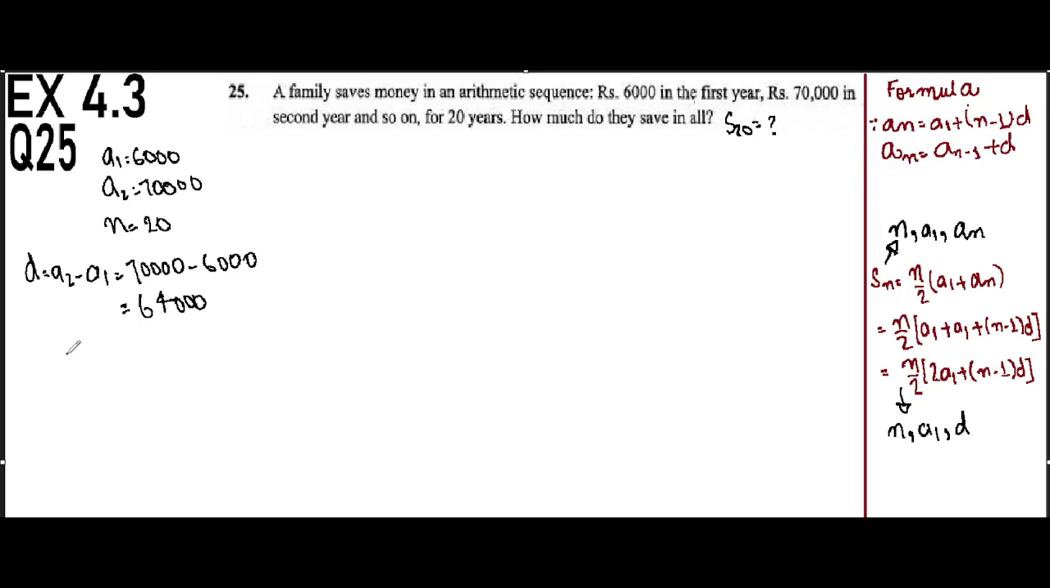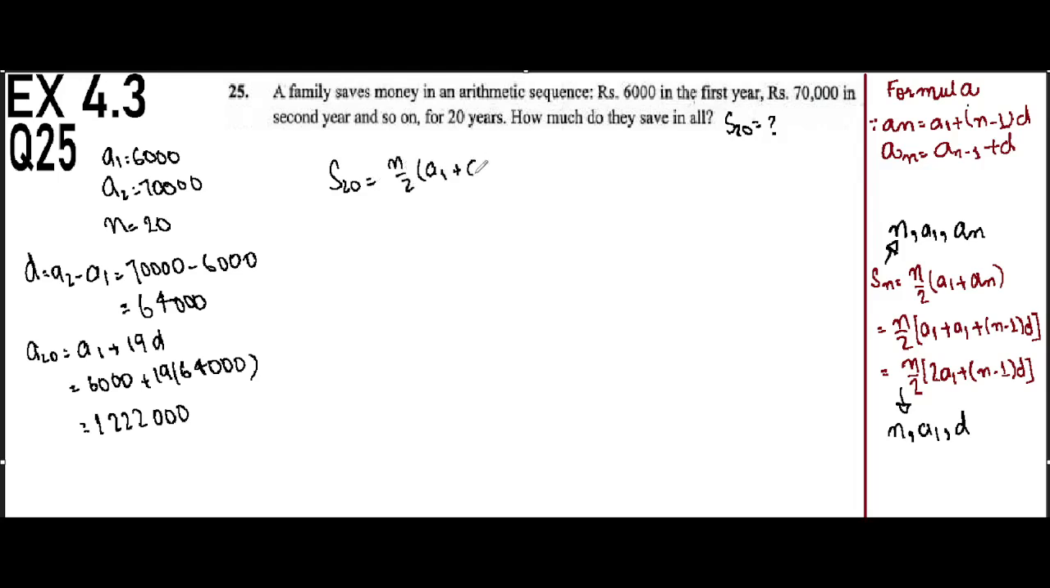So we need to find A20 after all. A20 is equal to A1 plus 19d. It is equal to 6,000 plus 19 into 64,000, and this is equal to 1,222,000. This is our A20. Now we have to find S20, which is equal to n by 2 into A1 plus An.